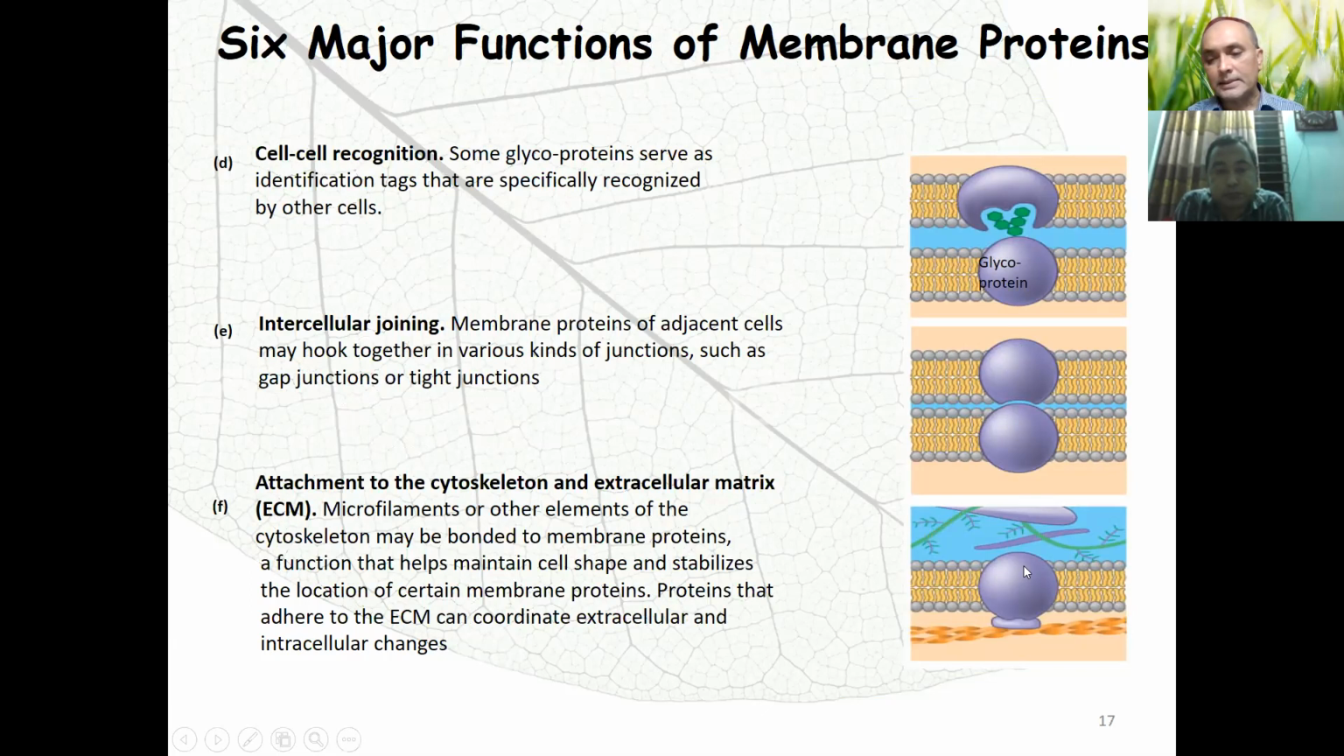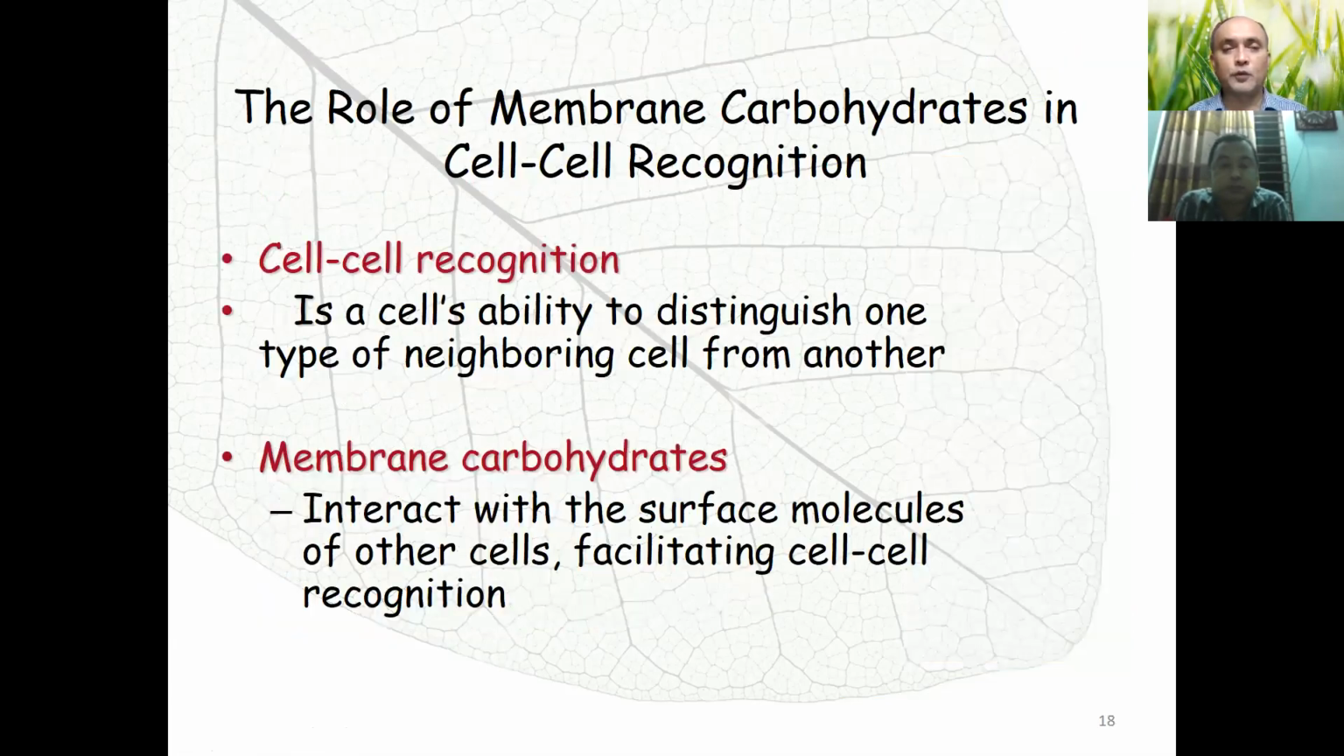Here you see some of the proteins are involved in attaching the cytoskeletal protein at the interior side, and on the exterior side they attach the extracellular matrix. These are the extracellular matrix polymeric substances. So in total, six types of proteins are involved in the membrane, and they do the defined functions.